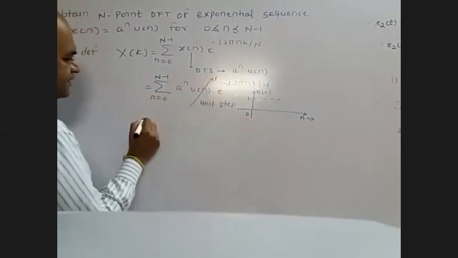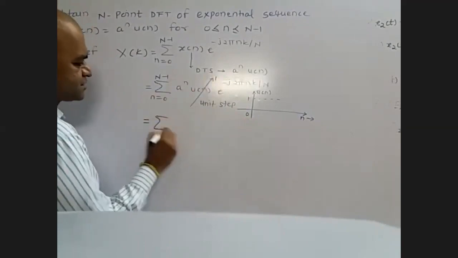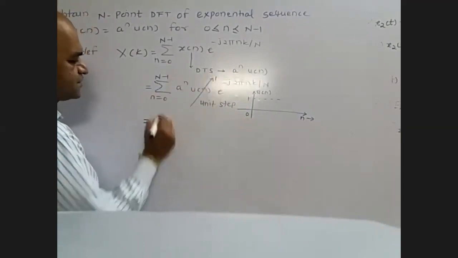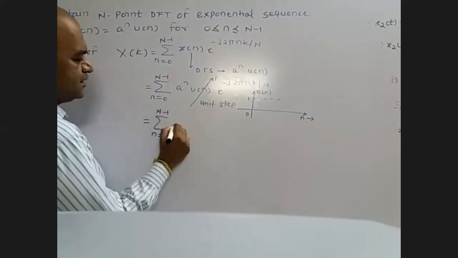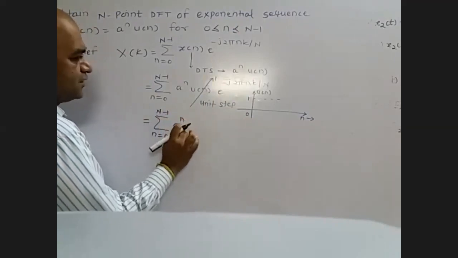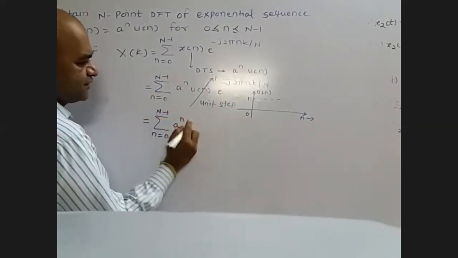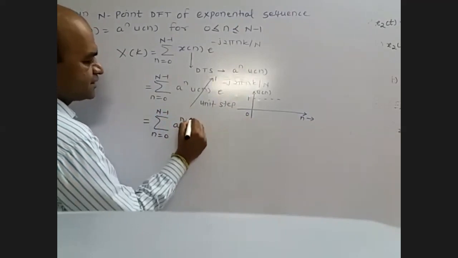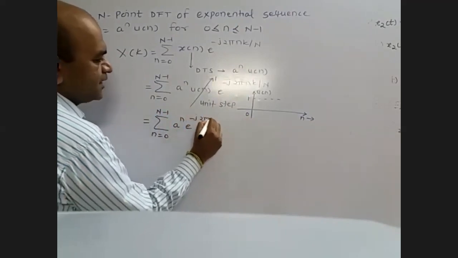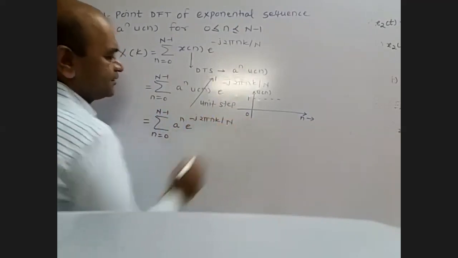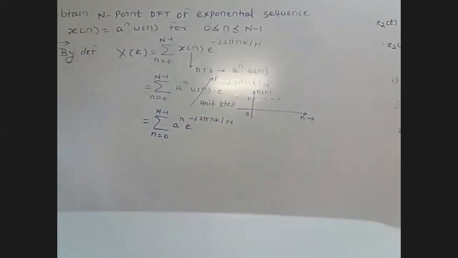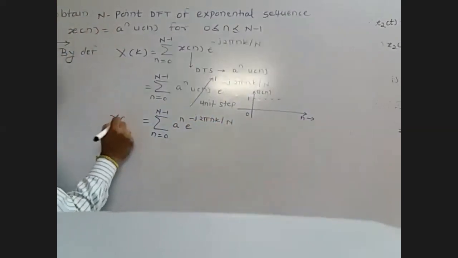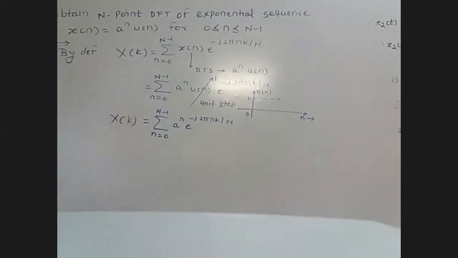Now we will rewrite this expression: summation of n equal to 0 to n minus 1, a raised to n into 1. I am not writing the 1 here, directly I am writing e raised to minus j 2 pi n k by n. Now this is our problem, this is x of k.